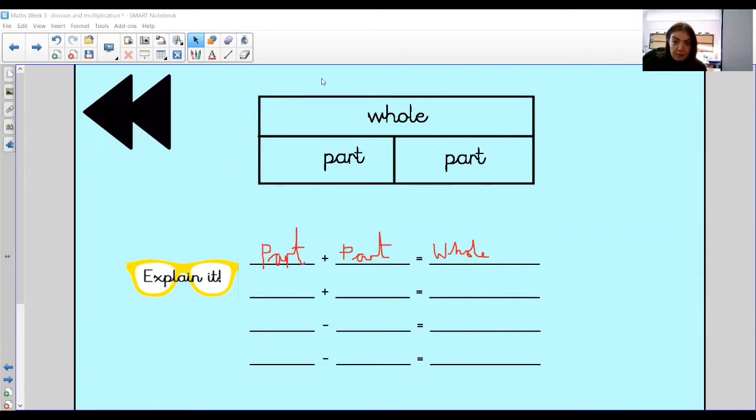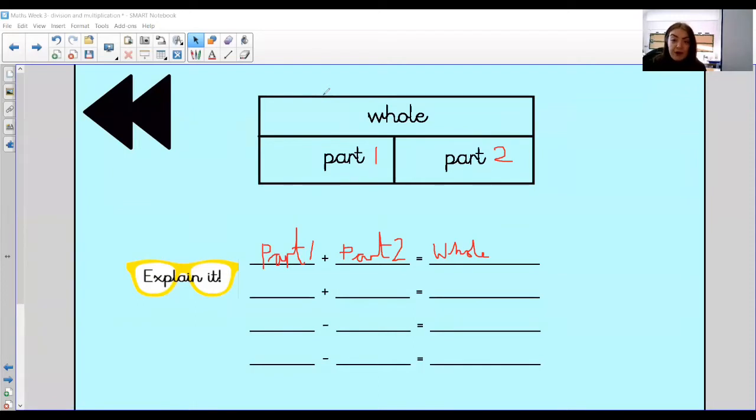Now, just to make it even more clear, what I'm going to do is I'm going to specifically label these part 1 and part 2. I'm hoping that you will realise why I have done that. Okay, so we've got part 1 plus part 2 equals the whole. Okay, so see what other 3 number sentences you can come up with. Now, just be careful, you've got 2 additions and then you've got 2 subtractions. So think, what do you know about subtraction already? Once you've had a little go at that, then come on back.